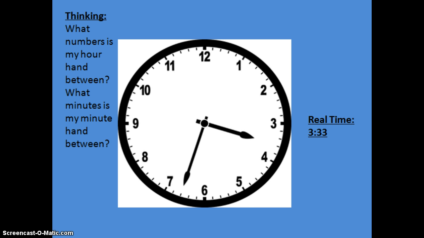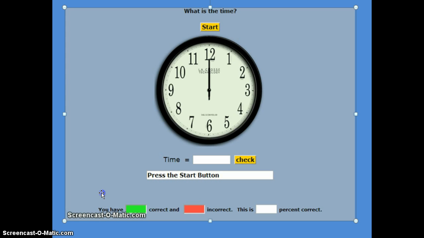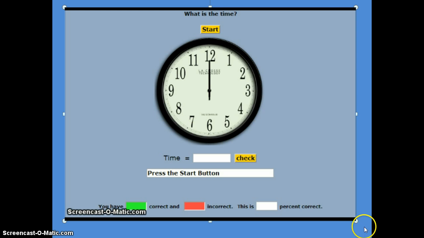Now I want to try some practice problems together. Okay, my mathematicians, we are going to practice some time-telling skills. So I'm going to come over here and hit the start button. Now a time is shown on my clock. This is my hour hand and this is my minute hand. I know that's my hour hand because remember, the hour word is shorter, so my hour hand is shorter. Now I'm going to first look at the hour hand because that's the first number that I need to write.